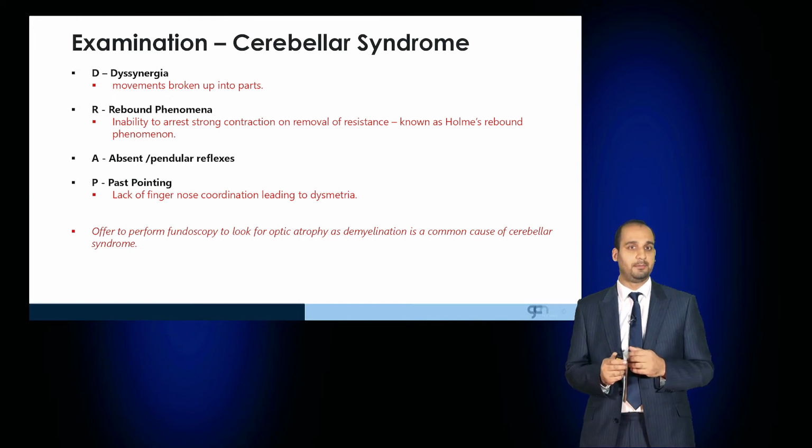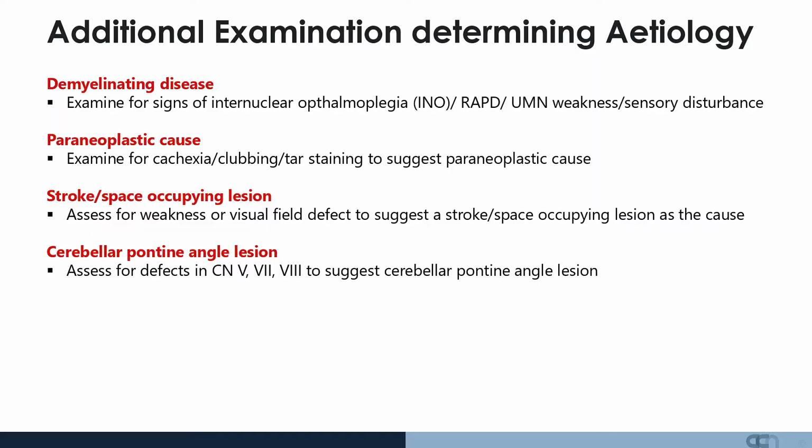determine the etiology. Demyelinating conditions, such as multiple sclerosis, would present along with internuclear ophthalmoplegia, a relative afferent pupillary defect, upper motor neuron weakness, or sensory disturbance. If the patient has a paraneoplastic cause for their cerebellar disease, examine for signs of cancer, such as cachexia, clubbing, and tar staining, to suggest a neoplastic cause.